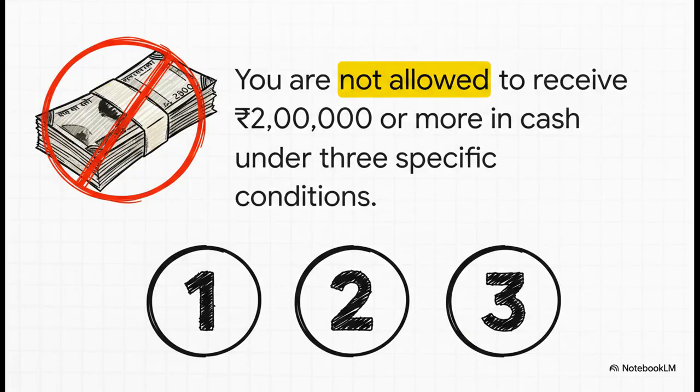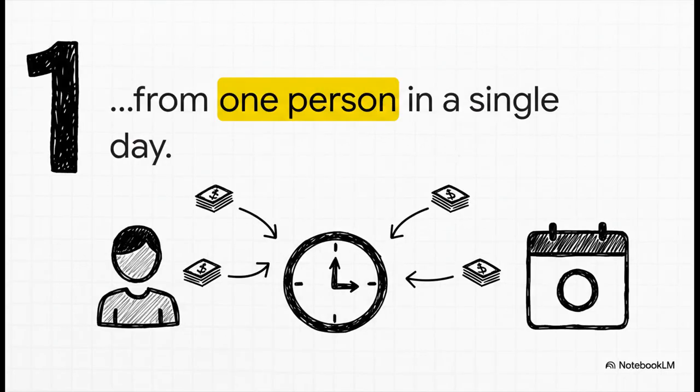So the starting point is a flat-out ban on receiving 2 lakh rupees or more in cash. But wait, it's not that simple. The rule actually has 3 specific conditions that you absolutely have to know about. Condition number 1. You can't get that much cash from a single person in a single day. So, let's say someone owes you money for a few different things. If the total cash they give you hits that 2 lakh rupee mark within 24 hours, you've crossed the line.